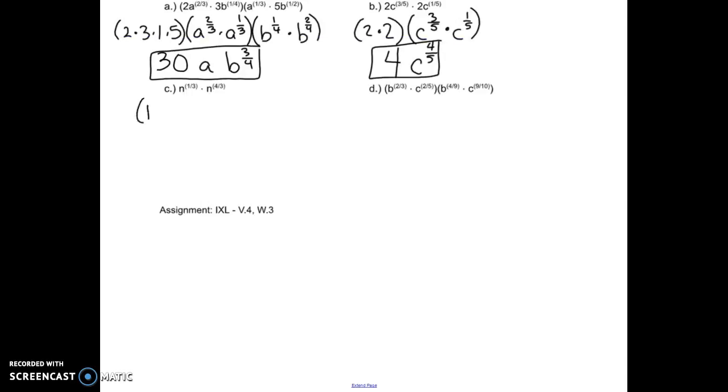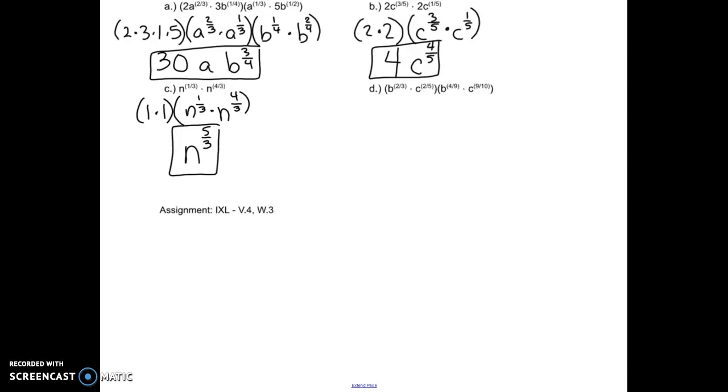My invisible coefficients are 1 times 1. And I've got n to the 1/3 times n to the 4/3. Again, I don't really need those 1s. If I add 1/3 and 4/3, I get 5/3. So this is just n to the 5/3.